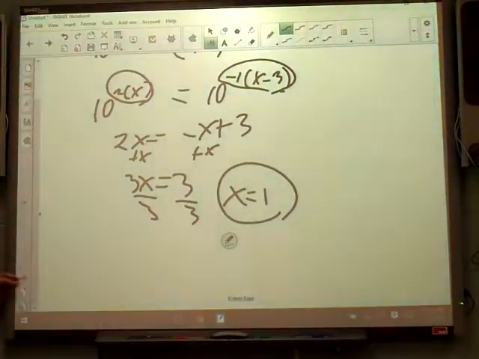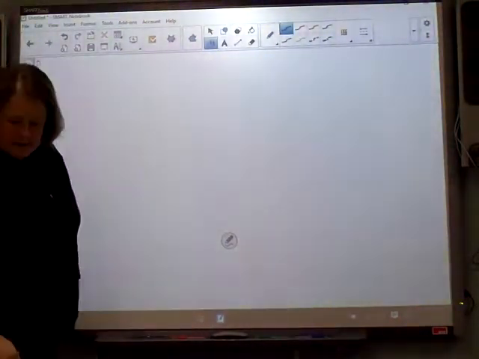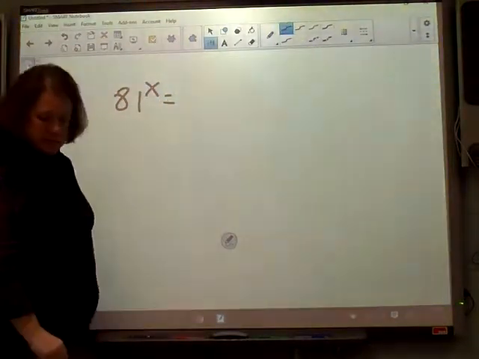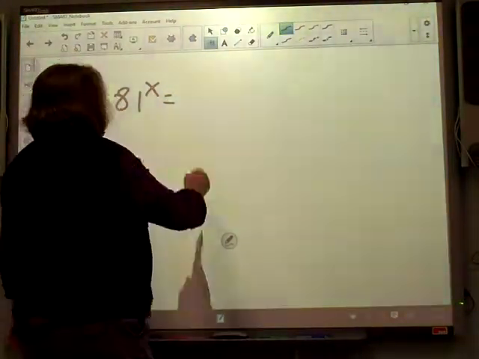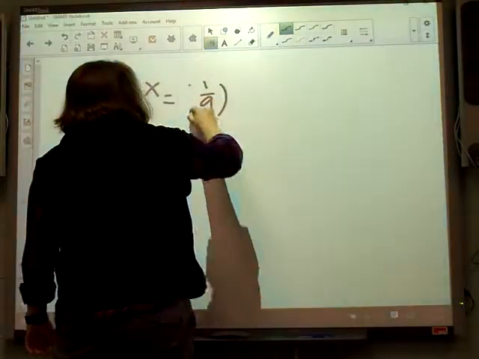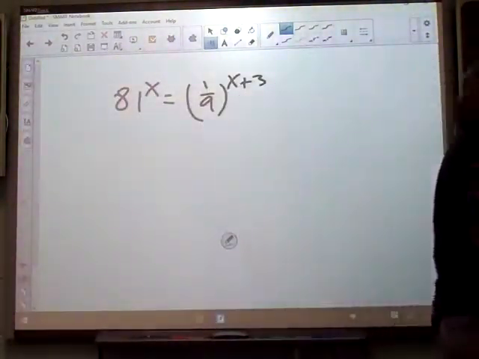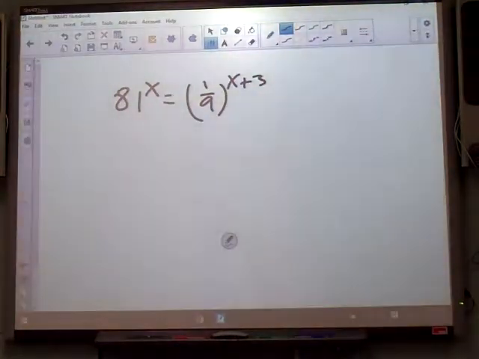So if we had another one like that, if I had 81 to the x power that's equal to 1/9 to the x plus 3 power, we're trying to solve for an exponent. 81 and 1/9 should bring a 9 to your head. 81's the same as 9 squared.